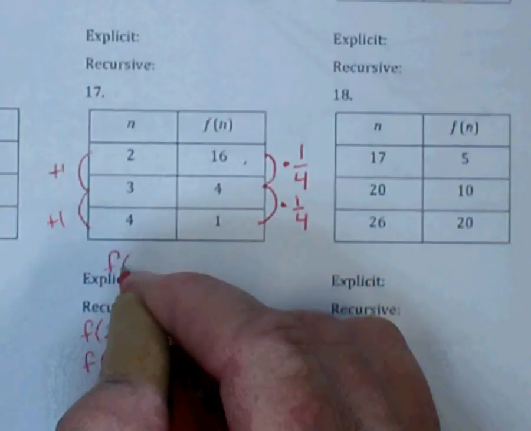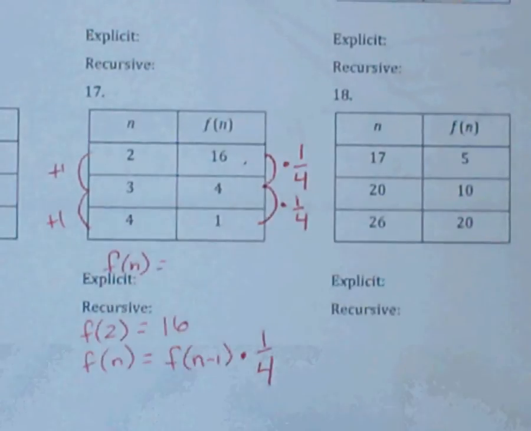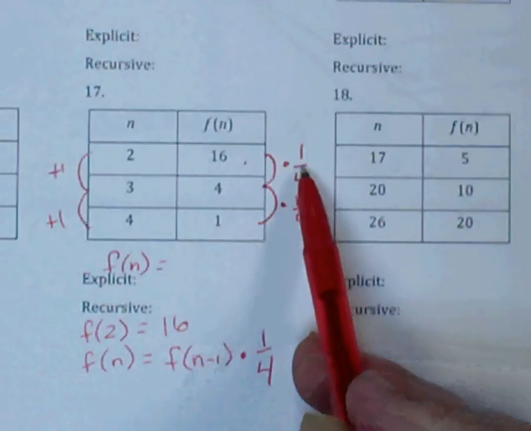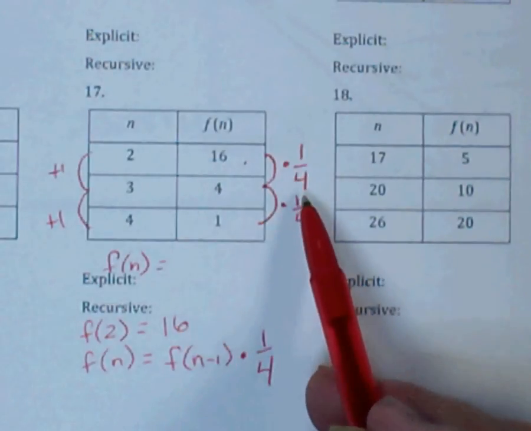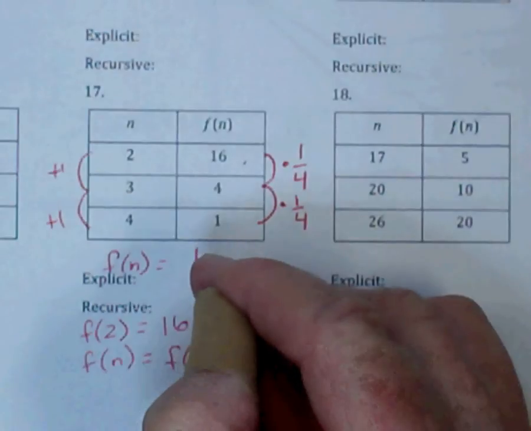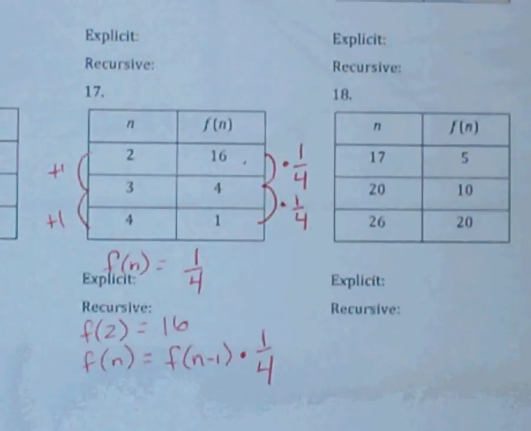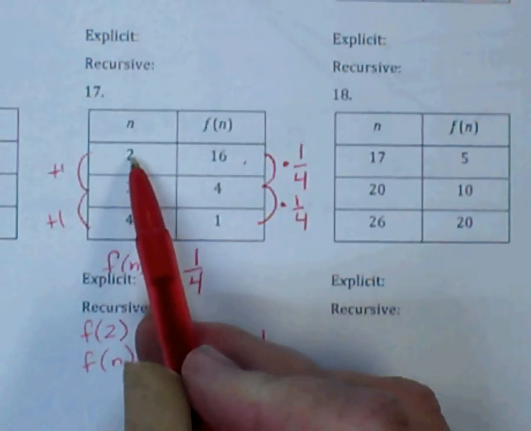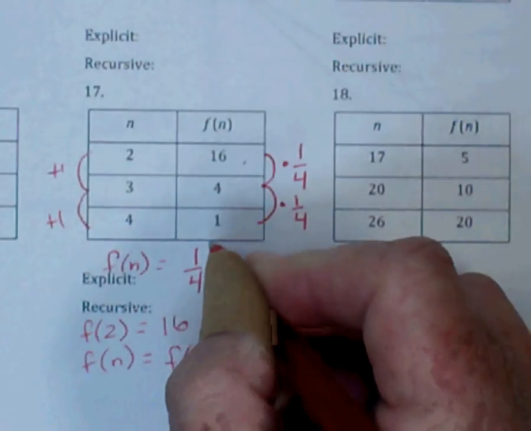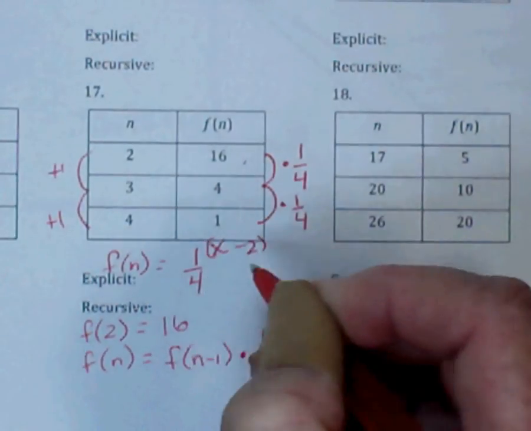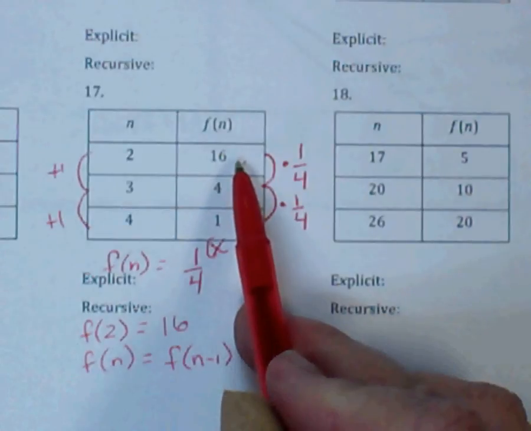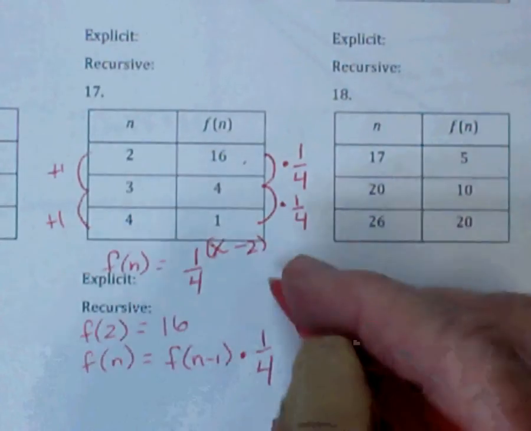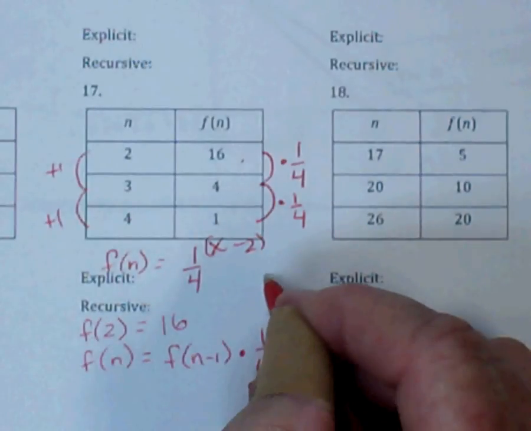All right, explicit. F of n. Okay, now we take our number that we are multiplying by every time, our constant ratio, and that's our base because we're going to keep multiplying by that number. And it's going to be to the x minus 2 power because we're starting at step 2. So the power up here is x minus 2. And whatever this number is, we have to multiply by the whole thing. So I'm going to put it right here, times 16.